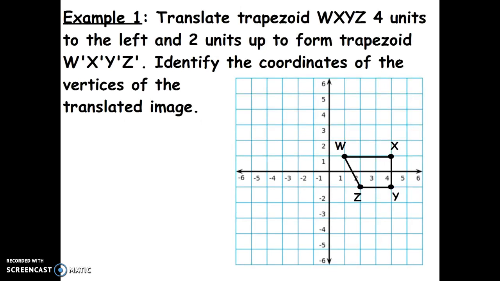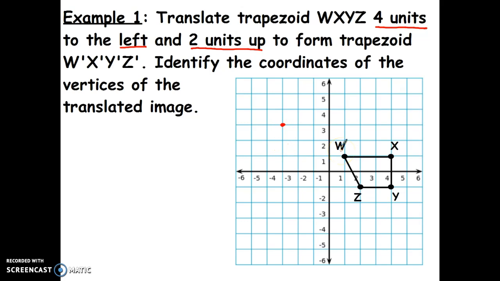Example 1. Translate trapezoid WXYZ 4 units to the left and 2 units up to form trapezoid W prime, X prime, Y prime, Z prime. Identify the coordinates of the vertices of the translated image. So we are told that we want to go 4 units left and 2 units up. So I'm going to take each point and follow those instructions. So let's start with W, going 4 units left, 1, 2, 3, 4, and 2 units up, 1, 2.